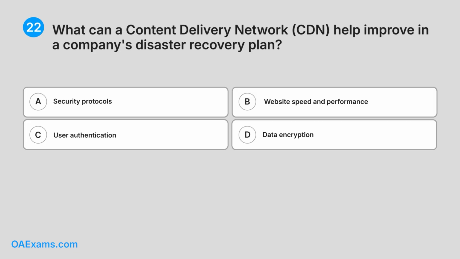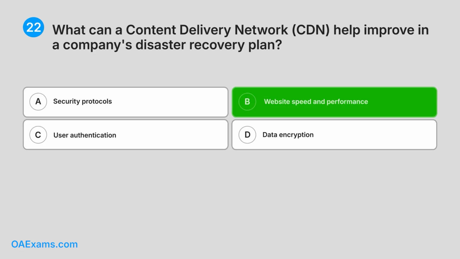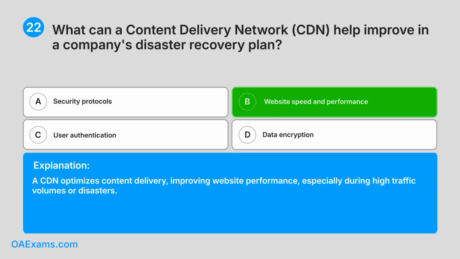Correct answer. B. Website speed and performance. Explanation. A CDN optimizes content delivery, improving website performance, especially during high traffic volumes or disasters.